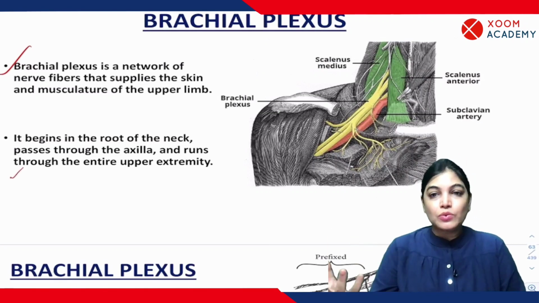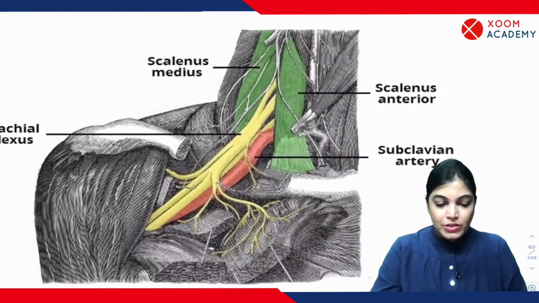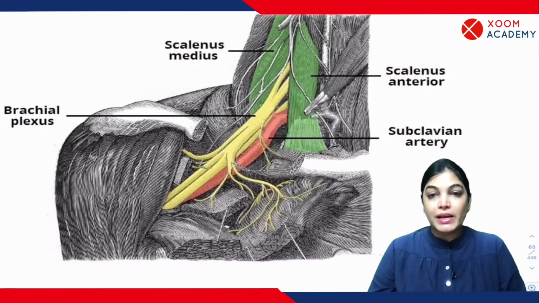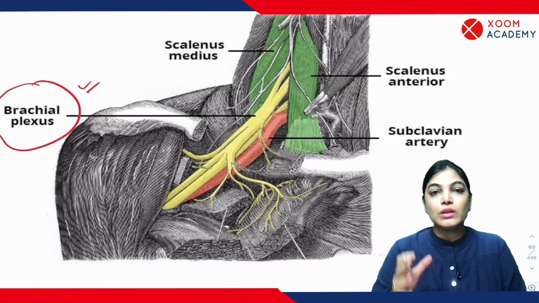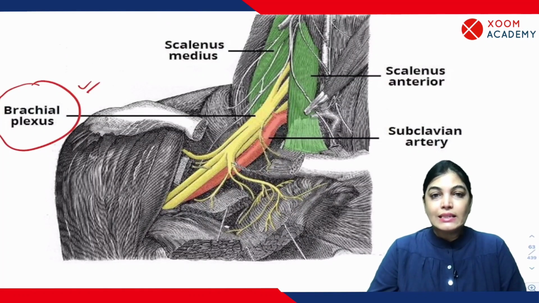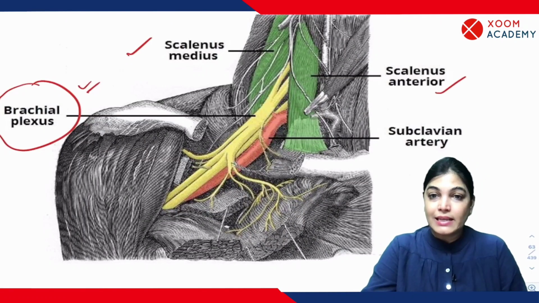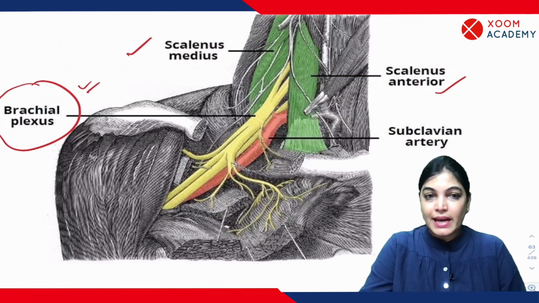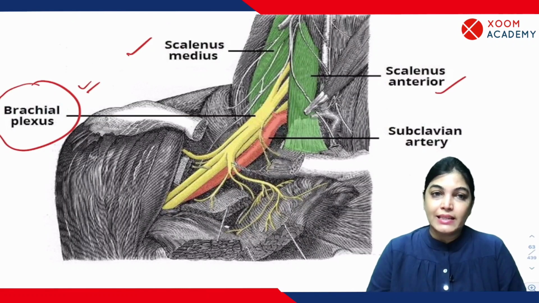It starts forming in the root of the neck, and thereafter it traverses through the axilla and runs through the entire upper extremity. Let me show you this image, which I want to enlarge, where you can see the brachial plexus. You can see in this diagram that the trunks of brachial plexus are traversing between the scalenus group of muscles. Which ones? Scalenus medius and scalenus anterior. So it is traversing between these two muscles.